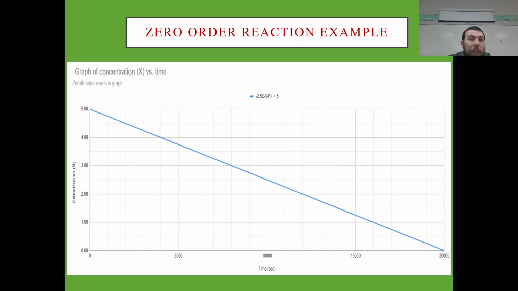All right. And so there's our graph. We started at 5. It's got a negative slope, and it's going to be decreasing from that value over time. It's got concentration on the y-axis, time on the x-axis. So this would communicate to us that we have a 0th order process.